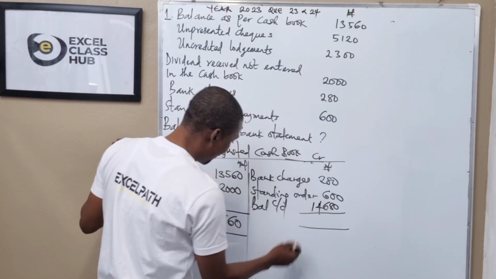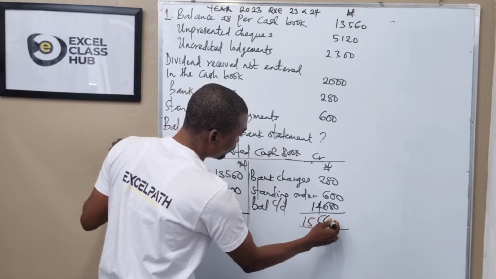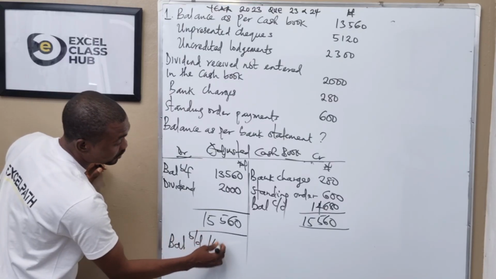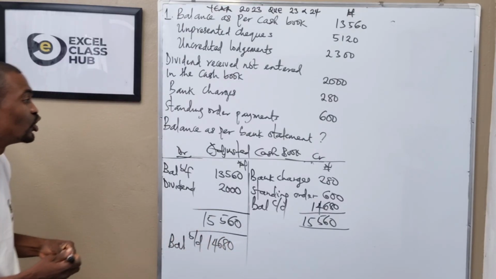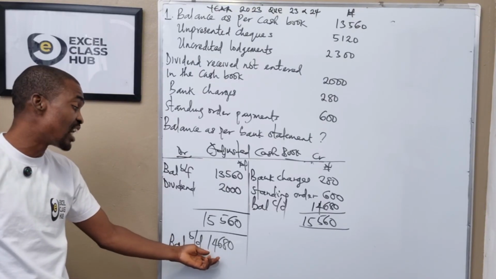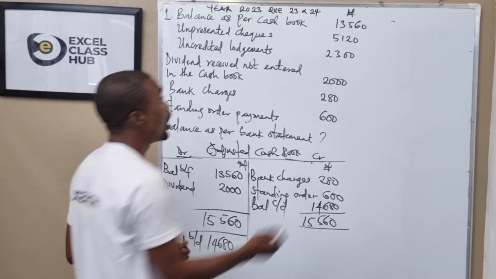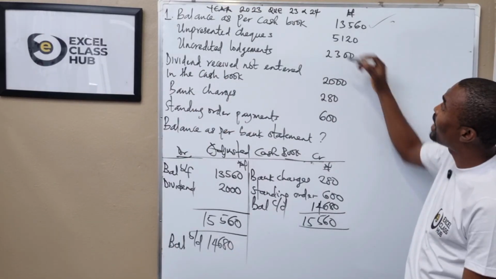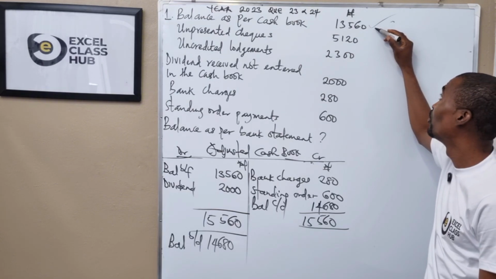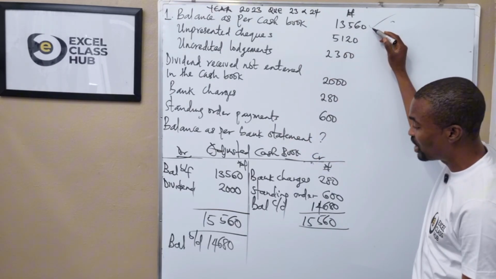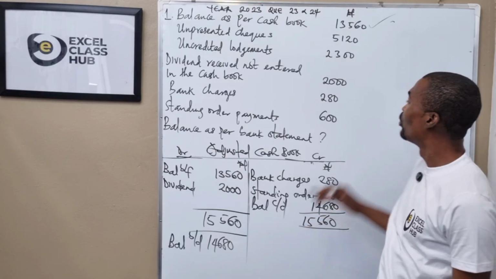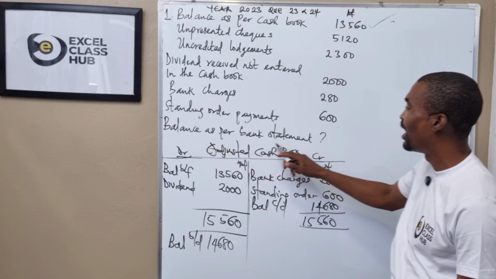So our balance carried down is 14,680. That will be balance brought down, 14,680. So you have adjusted the cash book now. It means that the real figure that we should be having in the cash book is 14,680 and not 13,560. You can see that the question gave the balance as per cash book as 13,560, so there was an error. But we have now adjusted the error, so the new balance is now 14,680.